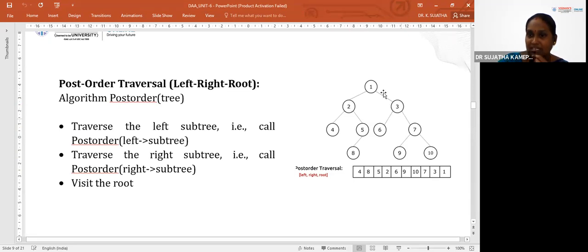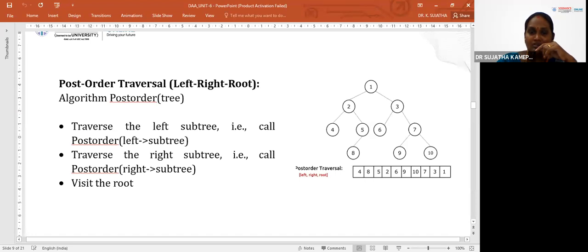Then coming to here, on the left I have 6 and 9, these 2 are visited. Then I have 10. Then since this is a parent, this is visited, then this is a parent, this is visited, then this is the root node, this is visited. Right, like that first the left subtree is visited, then the right subtree is visited, and then finally the root node is visited.